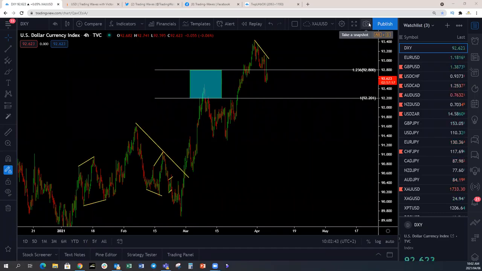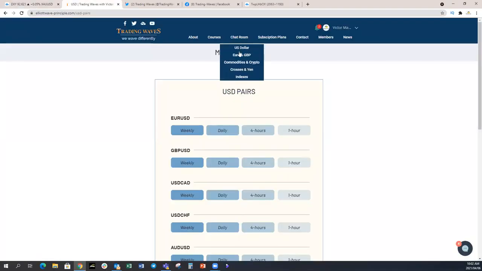Right, some exciting news. We have loaded our chat rooms. If you go onto the website, check out, we've got 5 different chat rooms: the US dollar chat rooms, the euros and pound chat rooms, commodities and cryptos, crosses and yens, as well as the indexes chat rooms. So that means anyone who wants to discuss US dollar pairs will discuss them under the US dollar chat rooms.